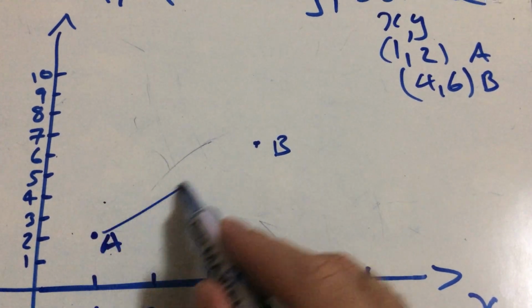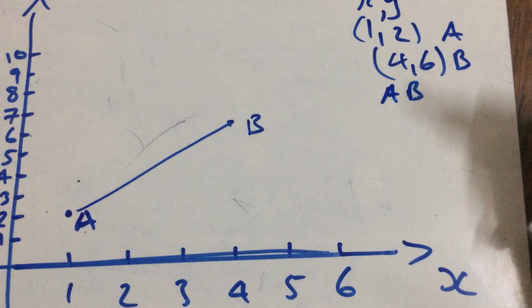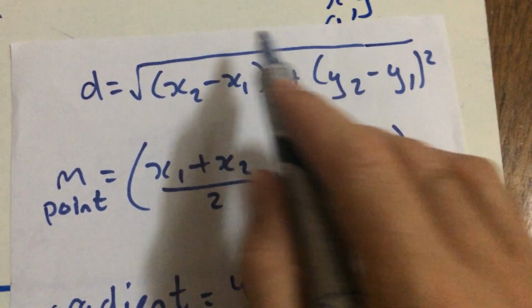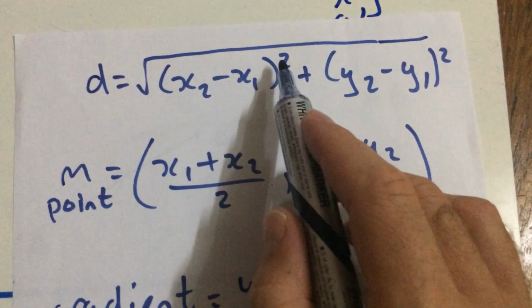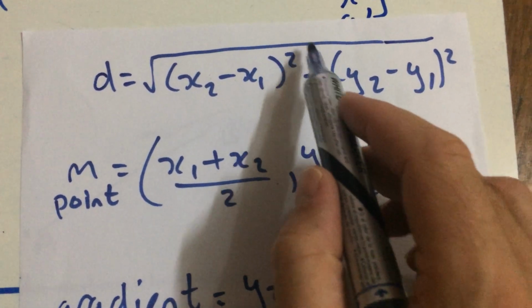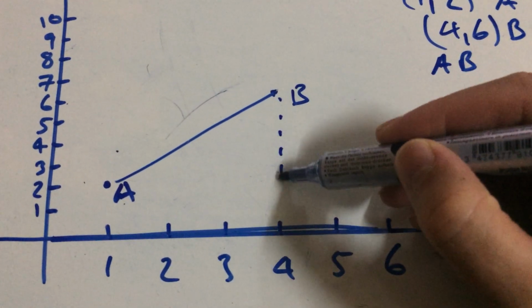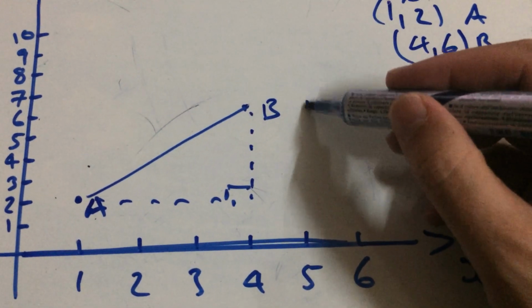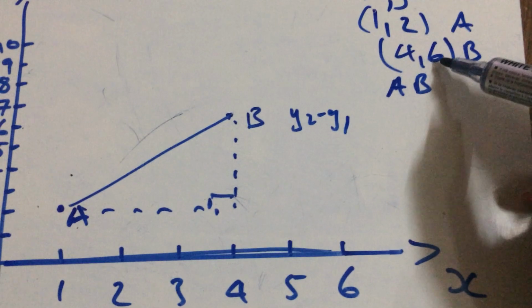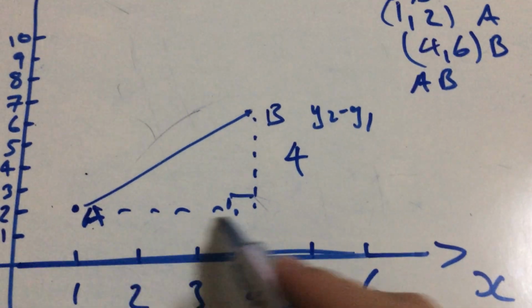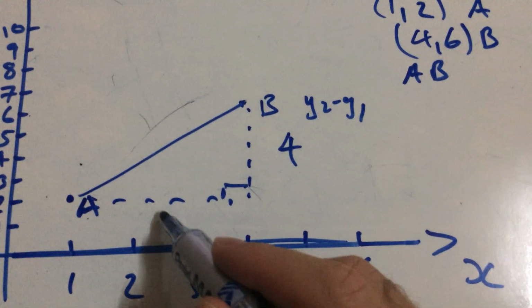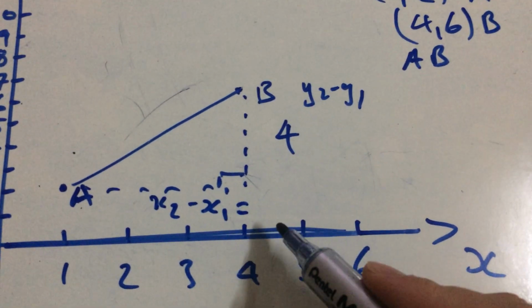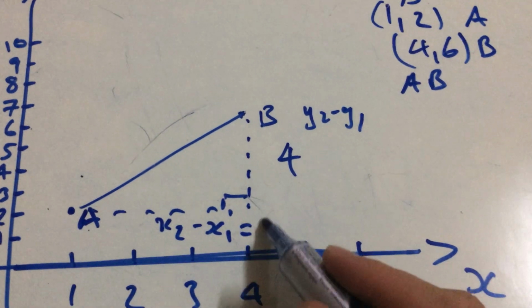We might want to know what the distance between A and B is. We call it AB, like that. Now there is the distance formula, but that is just a rearrangement of Pythagoras, because that is one side squared and that's the other side squared. If you squared both sides, D would be the hypotenuse of this right angle here. So that side, which is y2 minus y1, 6 minus 2 is 4, and this side here, which is x2 minus x1, is 4 minus 1, which is 3.